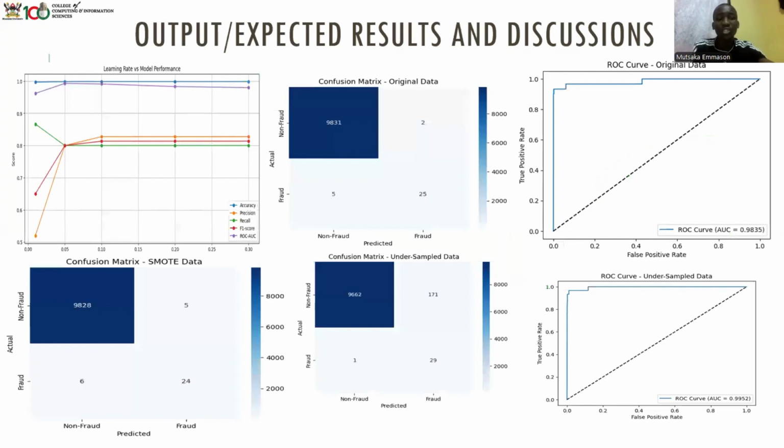So we went to the output of our models. The first graph shows the learning rate versus the model performance, whereby you had the accuracy at almost 100%. The precision was between 60 and 75 around there. Then the recall was between 80 and 90. And then we had the F1 score, which was between 60 and 80. And then the confusion matrix and the other graph.